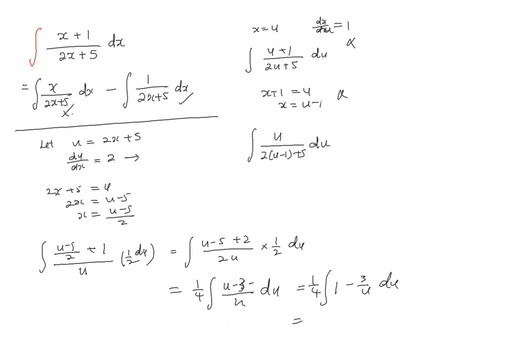So this will be 1/4 integrate. So 1/4, you integrate 1, you got u, because this is du, minus 3 ln u plus c. So now you replace your u back as x. Your u is 2x plus 5, minus 3 ln 2x plus 5, plus c. You get me?